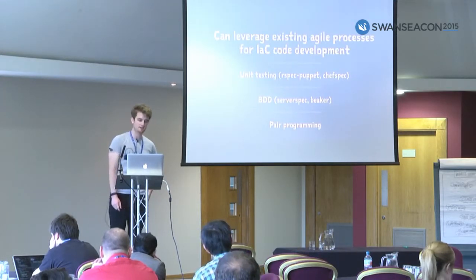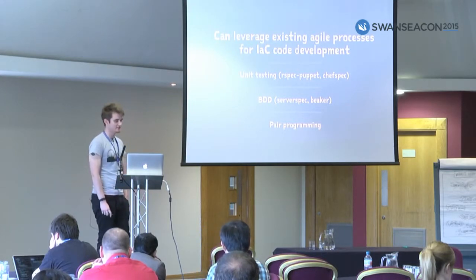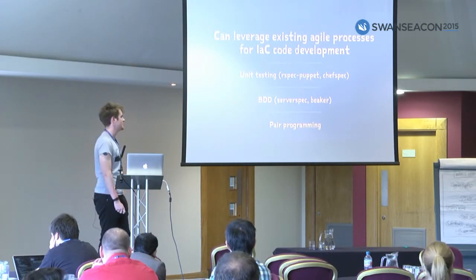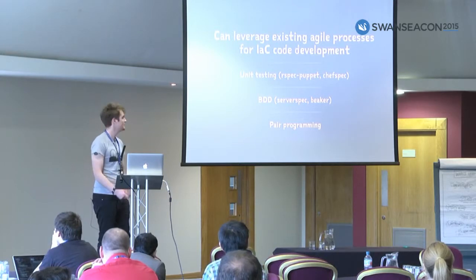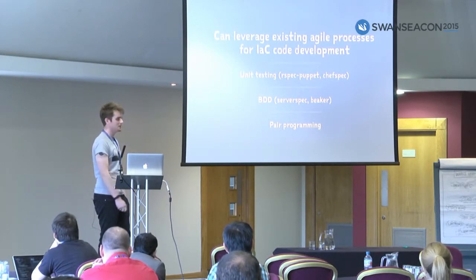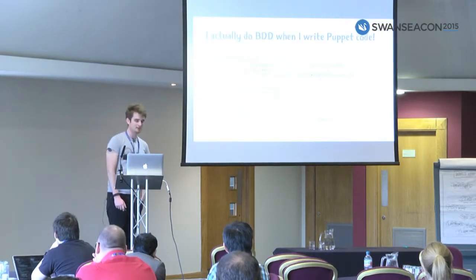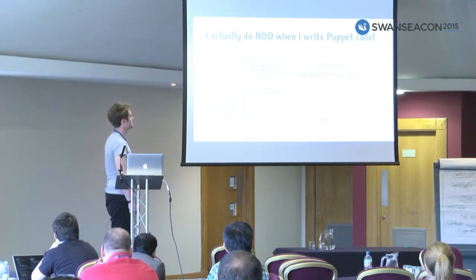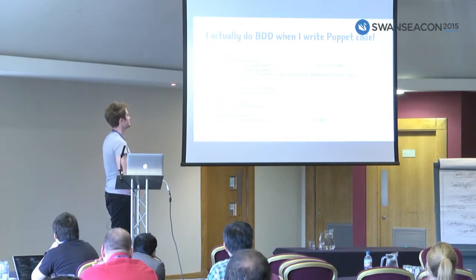And the cool thing about infrastructure as code is that you can treat the development just like you treat agile development of just regular code. You can do unit testing, you can do BDD, and you can do pair programming. And I actually do BDD when I write Puppet code. So this is an example of, if you're familiar with Ruby, you can see this is some RSpec code.